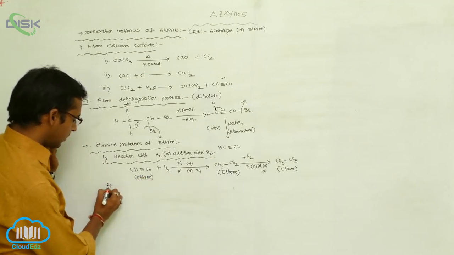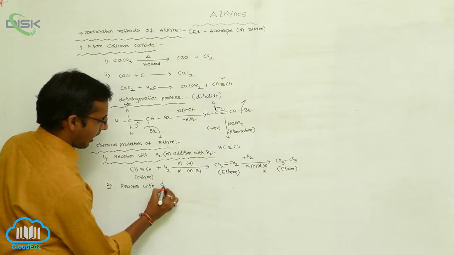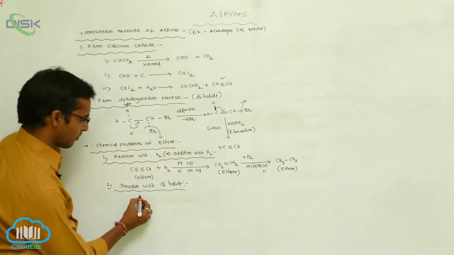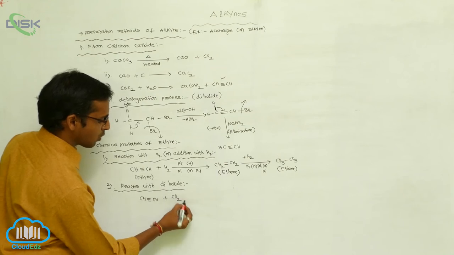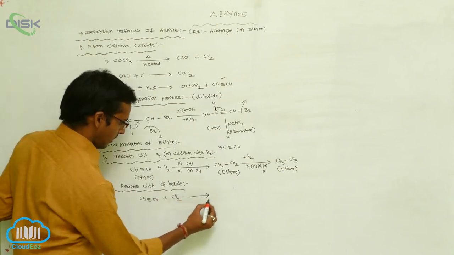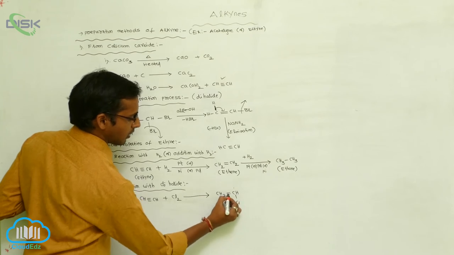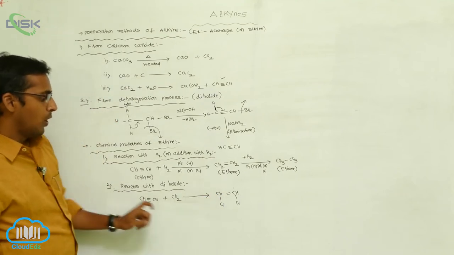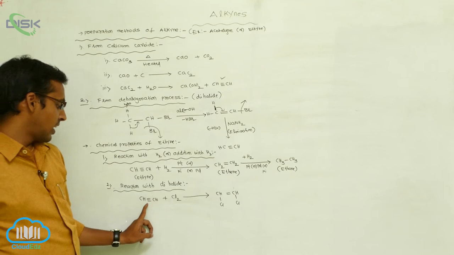Okay, and second one here, reaction with dihalide, so means addition of dihalogens. For example, acetylene is there. So this acetylene reacts with dihalide. Dihalide means dihalogens, for example chlorine. So this acetylene reacts with chlorine gas, it gives this product CHCl, CHCl. So vicinal halides are formed from the reaction of acetylene with chlorine.